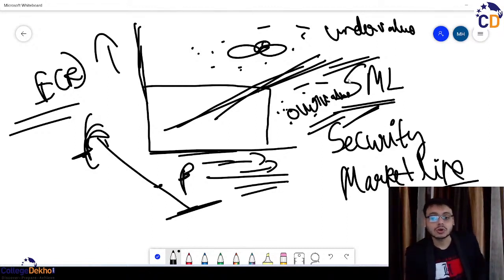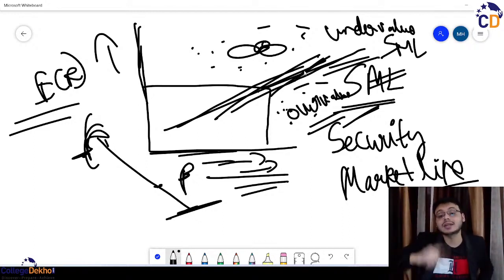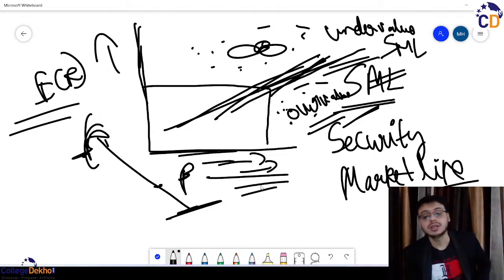And this is the SML line. If someone asks you what is the security market line, the security market line is the graphical representation of the equilibrium relationship of the expected return and beta. The securities above the SML are the undervalued securities, and the securities below the SML are the overvalued securities. So these things you need to know. So this was about the CAPM model and the SML model which we talked about today.